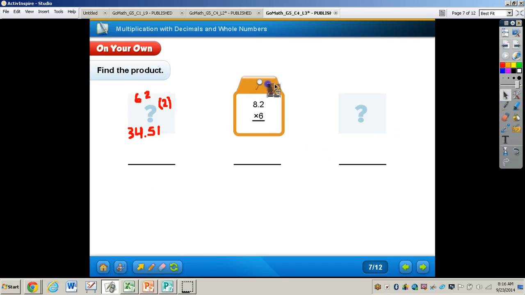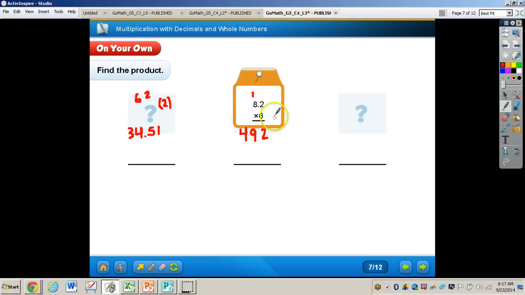Now let's take a look at one other one together. We have 8 2/10 times 6. Remember, we're going to ignore this decimal for right now. Multiply 6 and 2. It's going to give us 12. Put our 2 there, carry the 1. Multiply 6 and 8 is 48, plus 1 is 49.